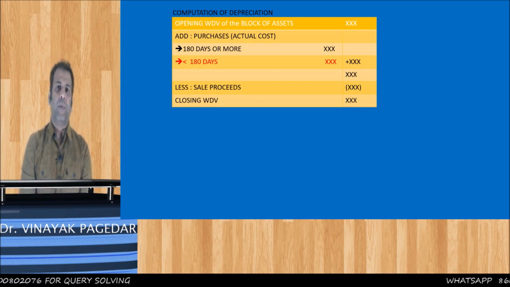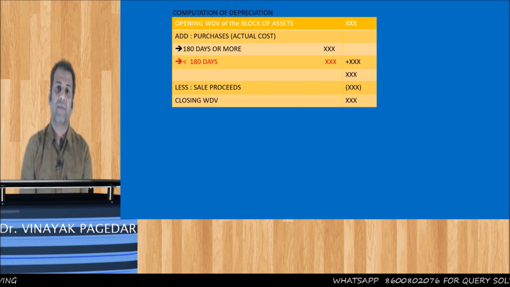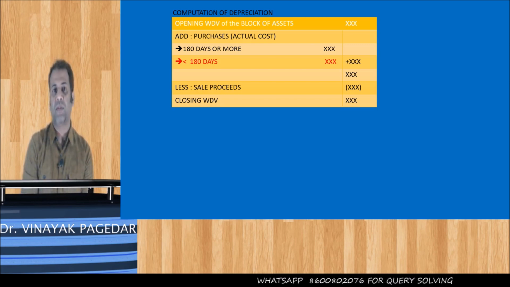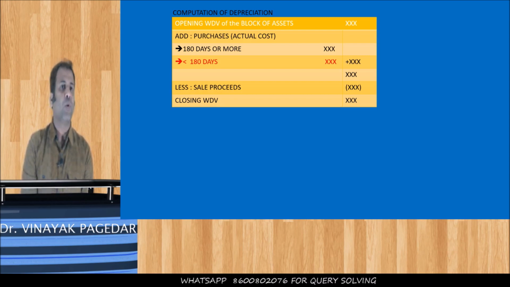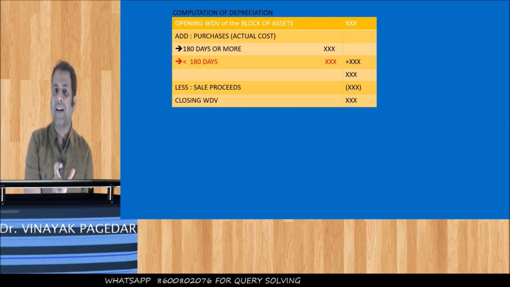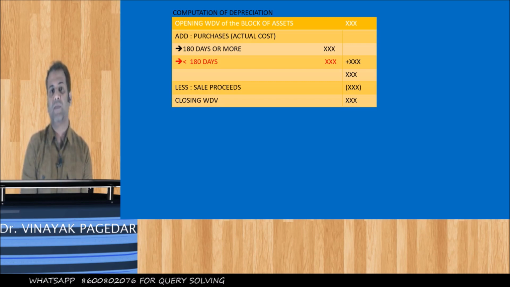Let's take an example. I purchase machinery related to this block for 1 lakh and the installation cost comes to 15,000. Then it is not Greek and Latin. You people know your accounts well. So the actual cost will be 1 lakh plus 15,000, which is 1,15,000.